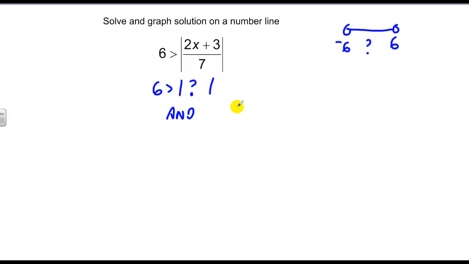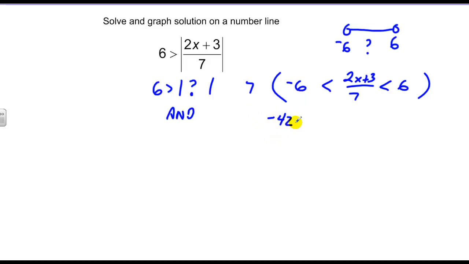Now I graph the equation with the open circles because I have strictly less than, no equal sign, and now I'm going to write my equation. So since this is in between, I say that (2x plus 3)/7 is less than 6, but it's also greater than negative 6. If I want to solve for this, I'm going to multiply all sides of my equation by 7 to clear the fraction. I get negative 42 less than 2x plus 3, which is less than 42.